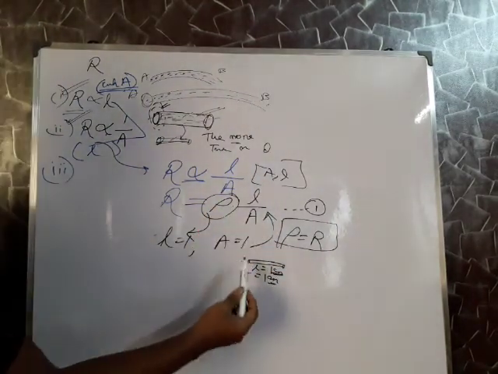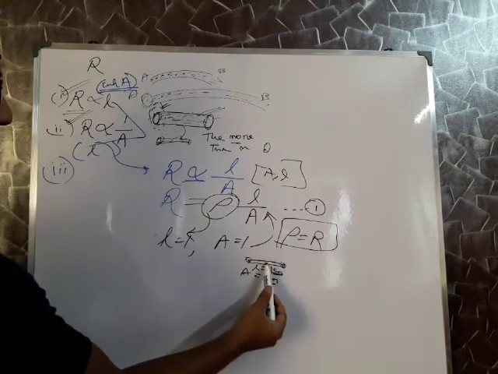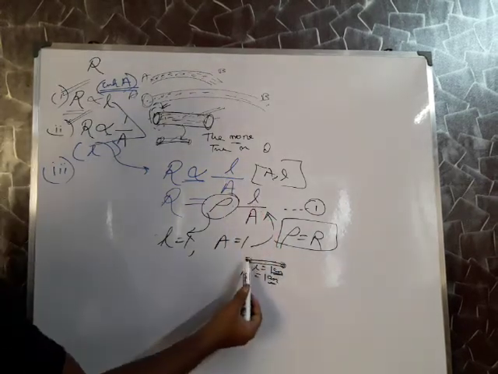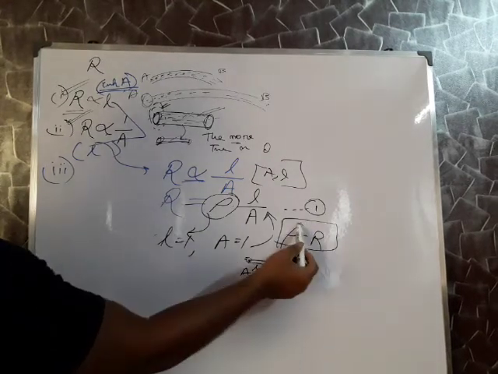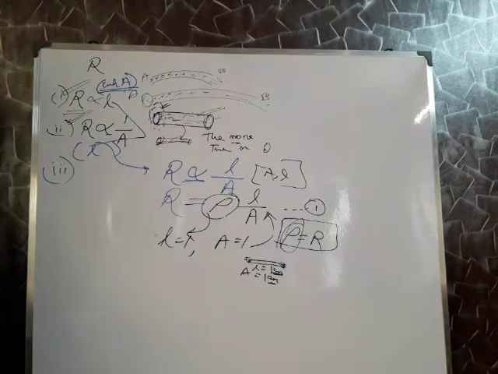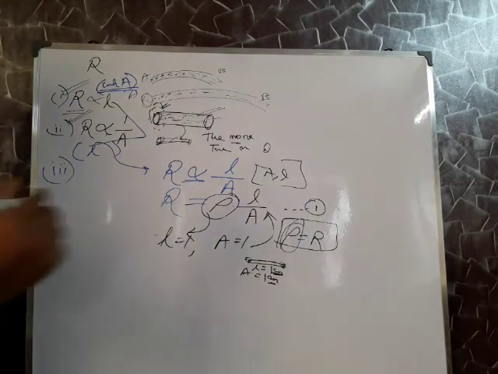Then the resistance for this conductor, or the resistance between these 2 points, is called what? Resistivity or the specific resistance. Or you can give it in that way also.